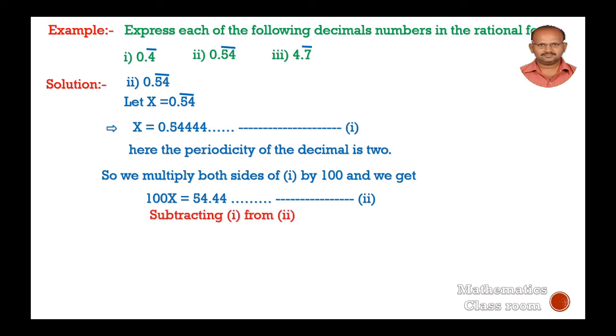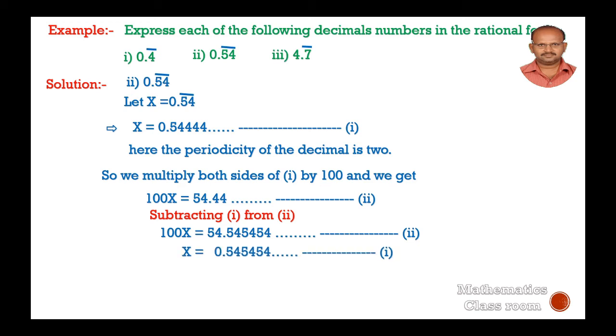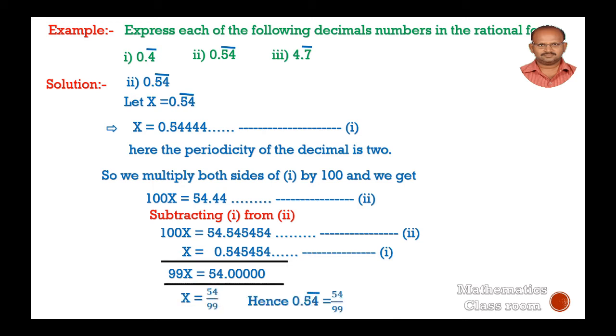Subtracting 1 from 2, 100x is equal to 54.545454 and so on, and x is equal to 0.545454 and so on, which is equation 1. Subtracting 1 from 2, 100x minus x is equal to 99x, that is equal to 54.5454 minus 0.5454, that is equal to 54. Then x is equal to 54 by 99. Hence 0.54 bar on 54 is equal to 54 by 99.